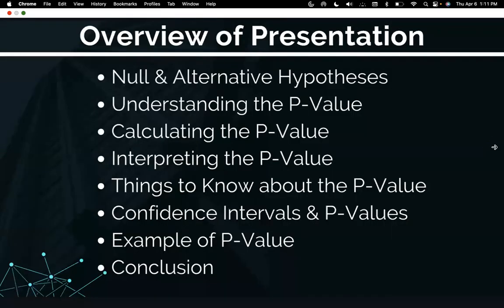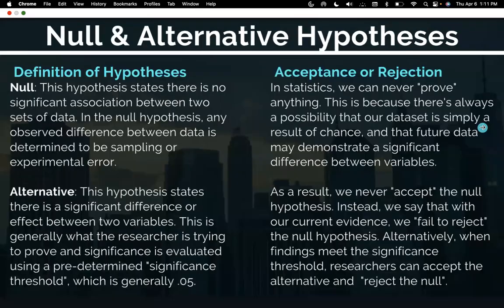So, to go over what we're going to discuss, first we'll talk about null and alternative hypotheses, and then we'll go into understanding, calculating, and interpreting a p-value. We'll talk about things to know, discuss the relationship between confidence intervals and p-values, provide an example of using them, and then we'll go ahead and conclude.